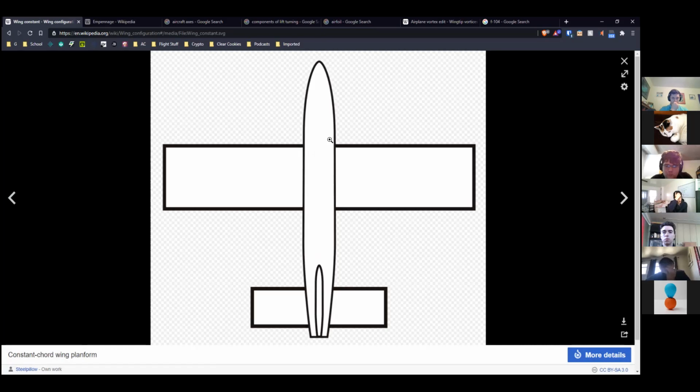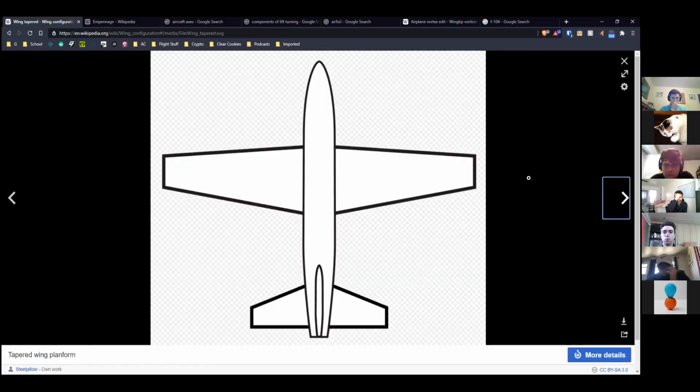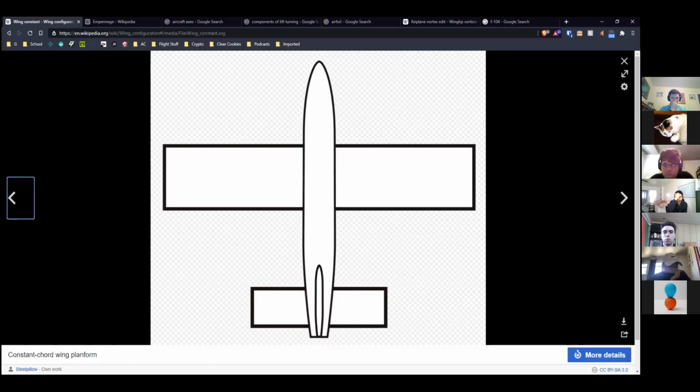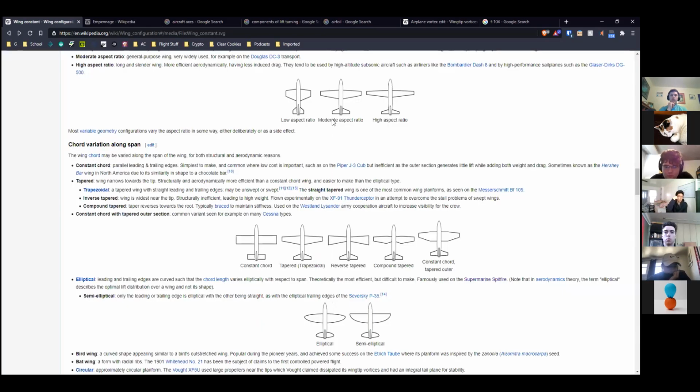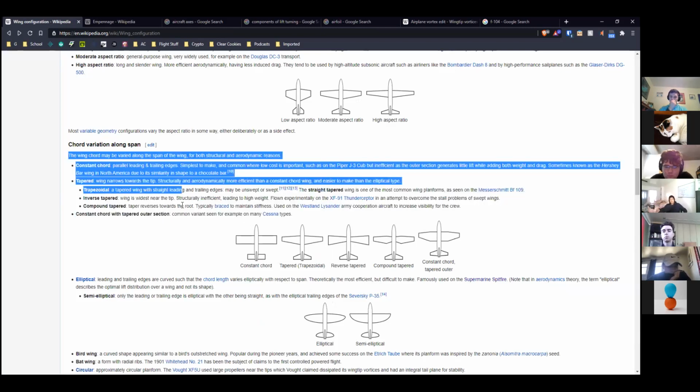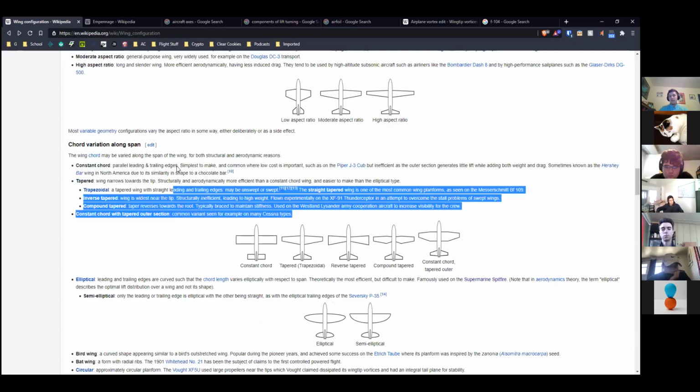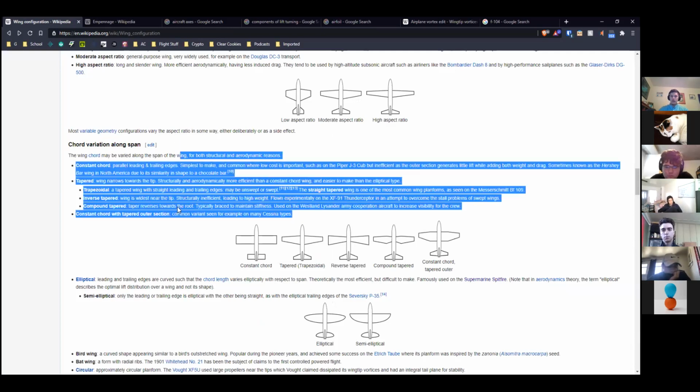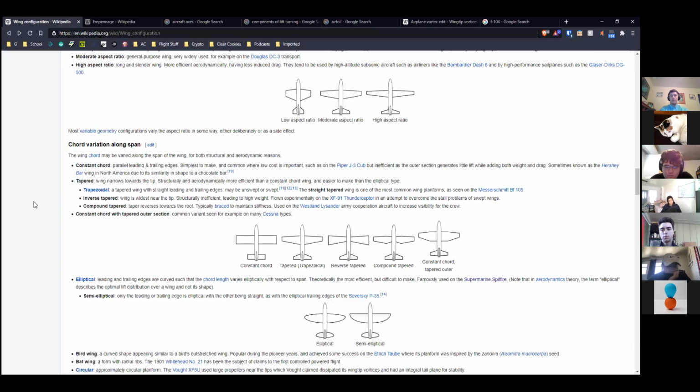Your root chord becomes greater than it was in the rectangular one, and your tip chord becomes smaller than it was in the rectangular one. Doesn't it limit the effect of the vortices because you're coming off of the tip, making the amount of lift generated at the tip smaller, so the effect of the vortices will be smaller?